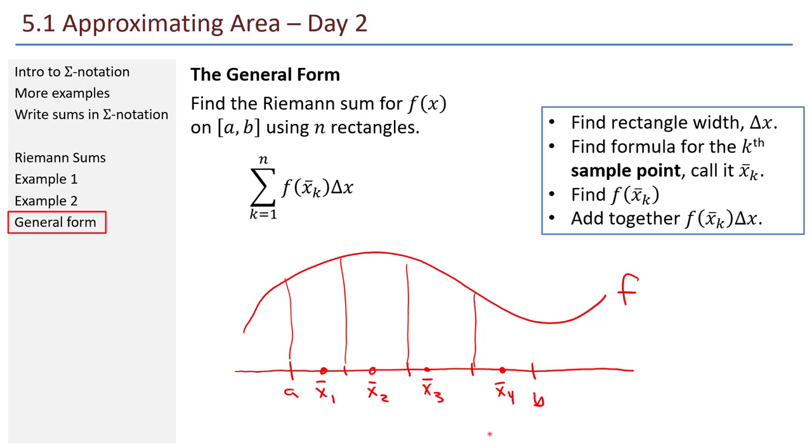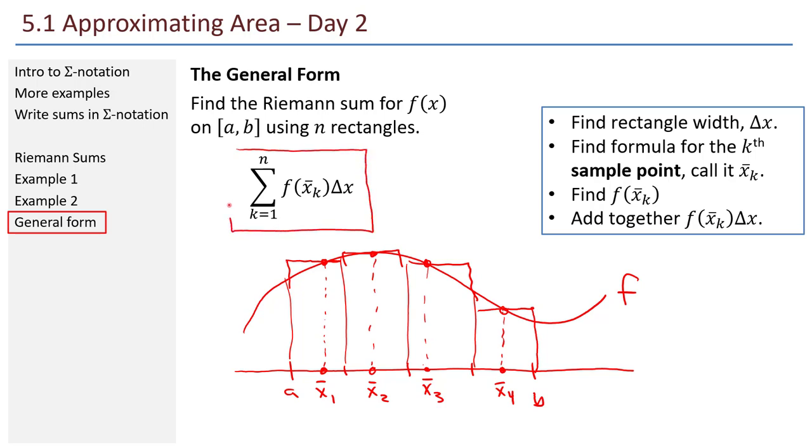And to determine the height of the rectangle, I figure out the function value at the sample point. The function value at the sample point tells me the height of the rectangle. Take a sample point, find its function value, that's the height of the rectangle. So there I have heights, and then for every rectangle I multiply the height of the rectangle times the width, which will be a constant. All the rectangles have the same width. And there it is. There is our sigma summation expression for the general Riemann sum.